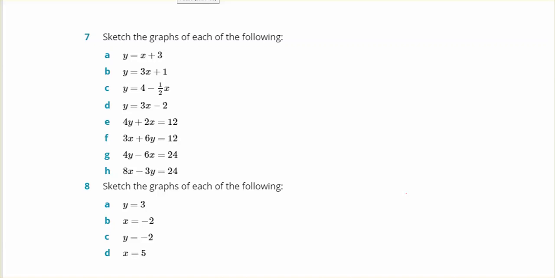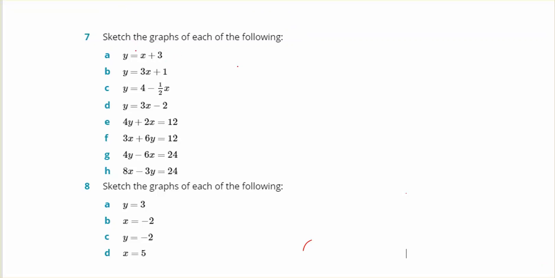This is for year 11 methods. We're going to look at exercise 2D, questions 7 and 8. So this is all about graph sketching. Now, when we're drawing graphs, we need to be mindful of what type of equation we have.